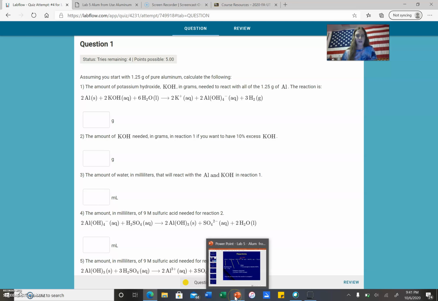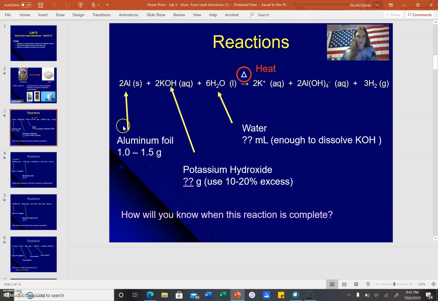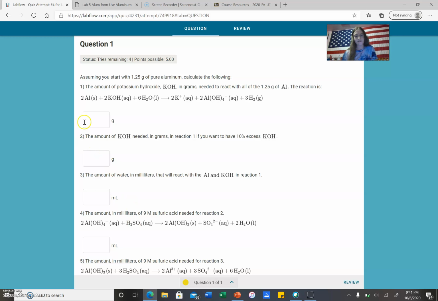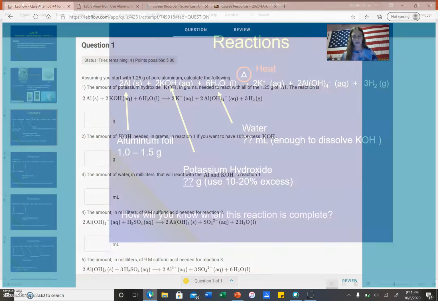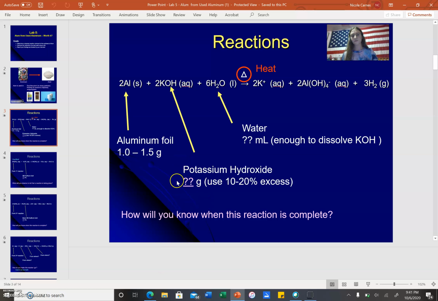And if you noticed in the PowerPoint for the first reaction, it says how much potassium hydroxide in a 10 to 20% excess would we need to get the reaction going. That corresponds to question number 2: the amount of KOH needed in grams in reaction 1 if you want to have a 10% excess. So you're going to perform the calculation, and whatever value you get for number 2, that goes right here. And I want to see that in your proposal.